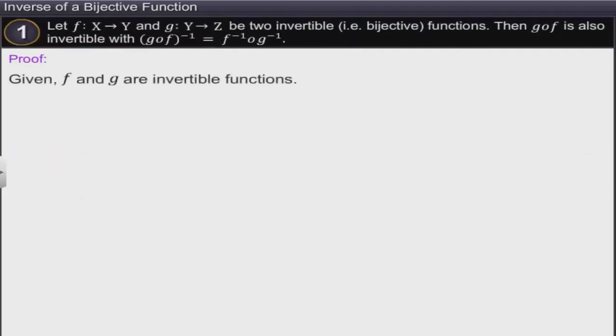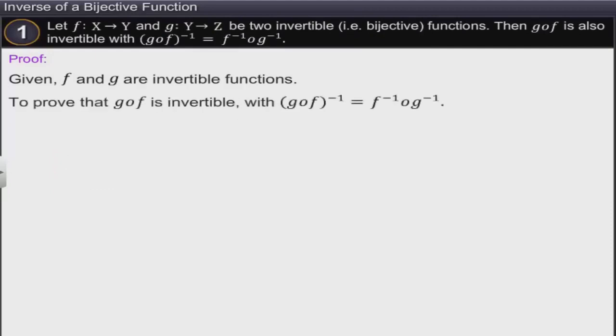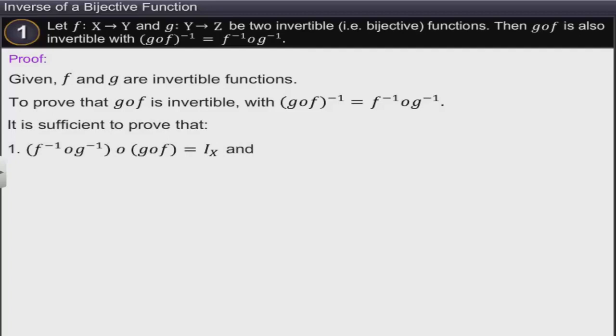We are given that f and g are invertible functions. We have to prove that g circle f is invertible, with (g circle f) inverse equal to f inverse circle g inverse. To prove g circle f invertible, it is sufficient to prove that the composition of g circle f and f inverse circle g inverse is an identity mapping from Z to Z, and that the composition of f inverse circle g inverse and g circle f is an identity mapping from X to X.